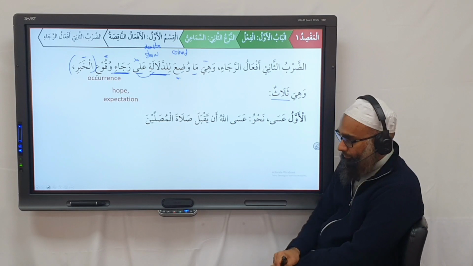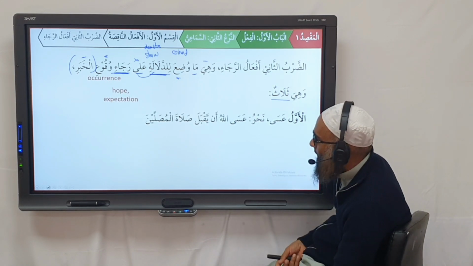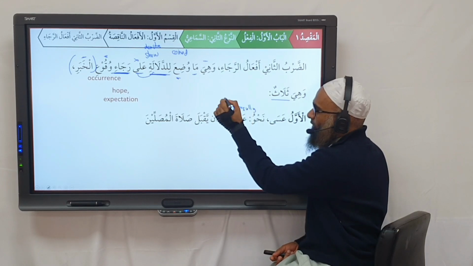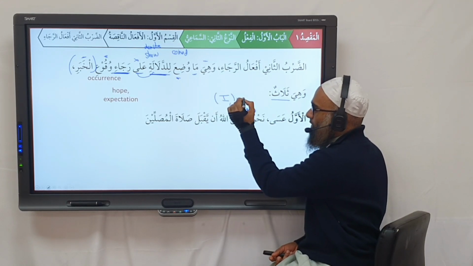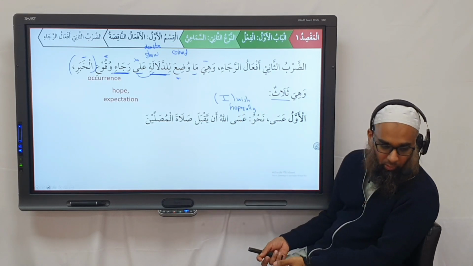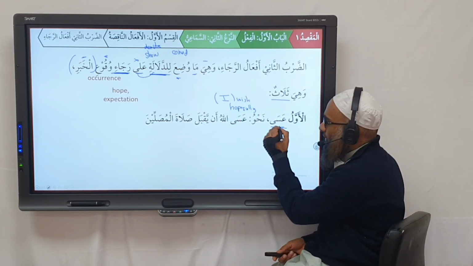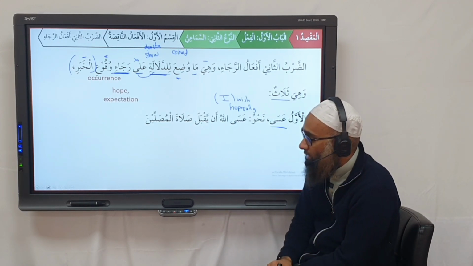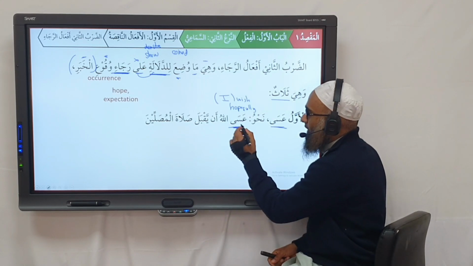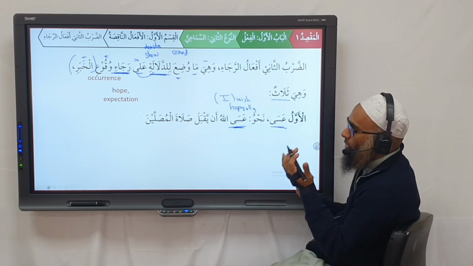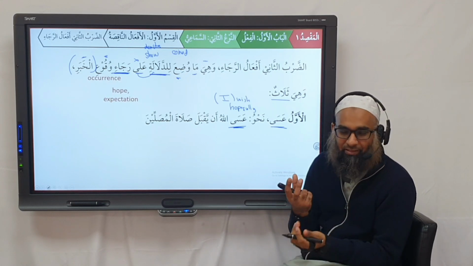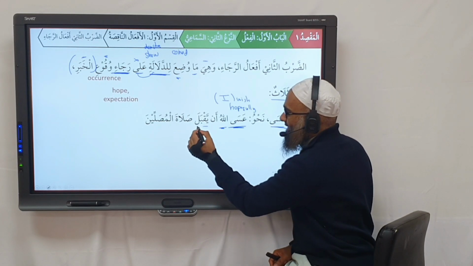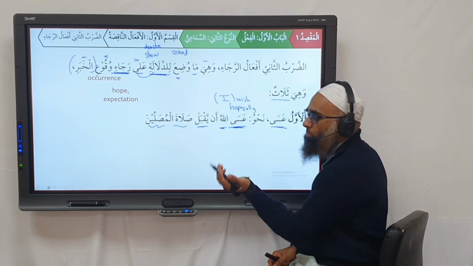The first is asa, the particle asa. So asa, when you translate, you say hopefully. You can even add in, even though it doesn't have the meaning, I wish, I hope, hopefully, any of these things. So the first is asa. For example, asallahu an yaqbala salat al-musallin. You say here, hopefully, I wish, I hope, I expect. Expect is more of like, you think you're worthy of it. So here it's better hope. I hope that Allah will accept the prayers of those musallin, those performing salah.